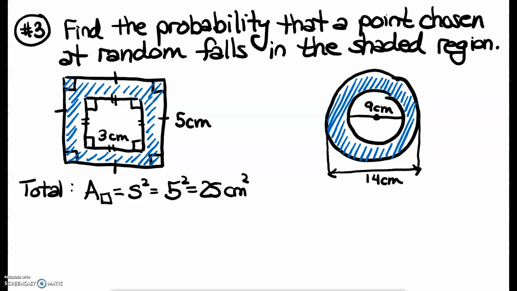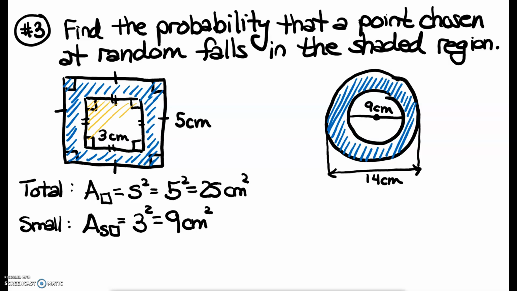Okay, the area of the small square, so we're going to look at the small square, is side squared, so it's 3 squared, so I get 9 centimeters squared. So what is the area of the shaded region? Well, it's not the total area because the total area is the entire big square, even though this part shouldn't be counted, right? We have to take that part out.